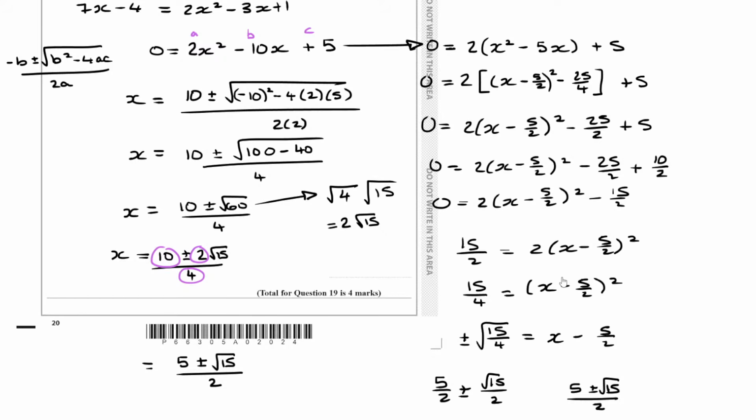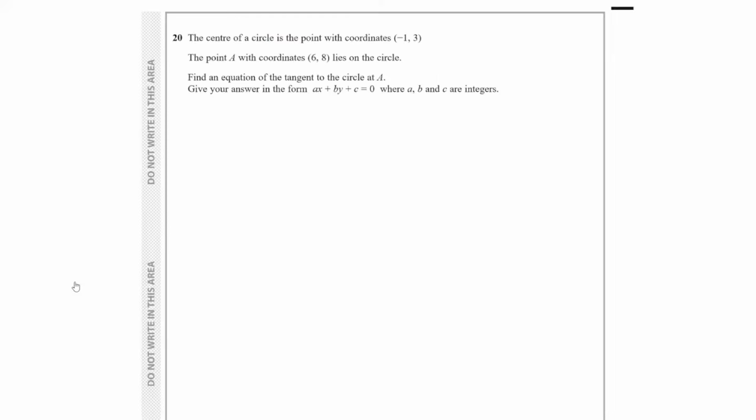Okay. OCR. What is your exam board? Because you should know that. I'm assuming it's OCR, like letters. Okay. I'm going to carry on.